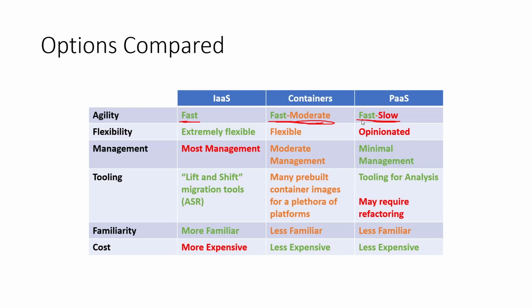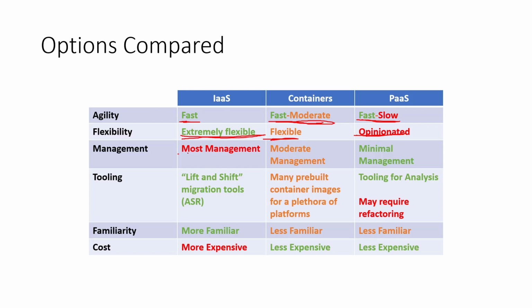And flexibility, it kind of goes along with the same vein. High infrastructure, a lot of flexibility there. Containers are a little less flexible, and then platform as a service is what we call very opinionated. It's not going to be able to change to your liking. You have to adapt to how it works versus the other way around, adapting it to how you work, which is what the infrastructure is going to give you.